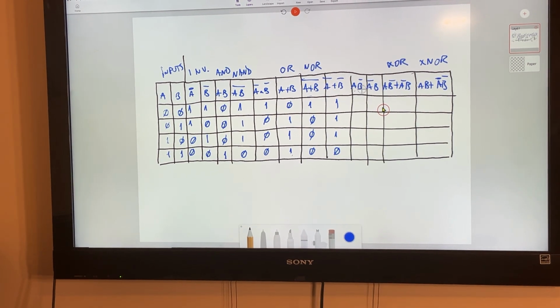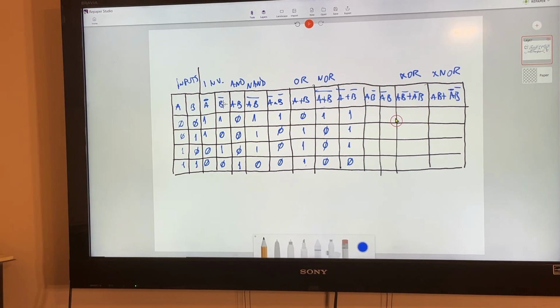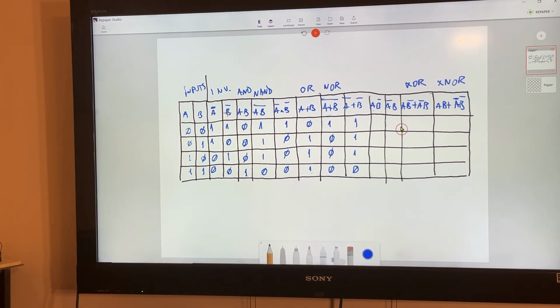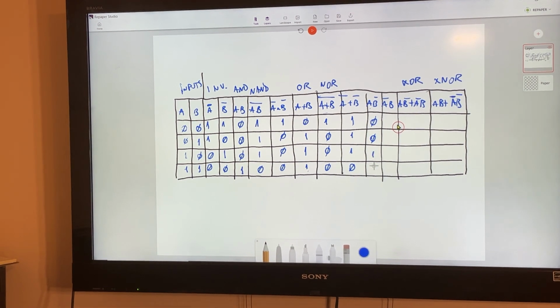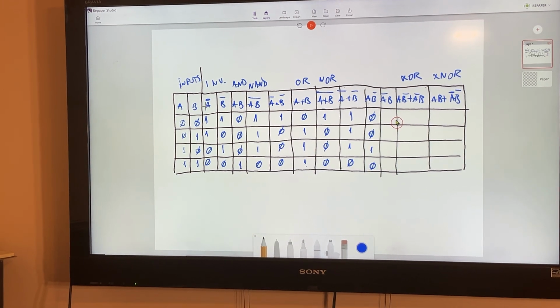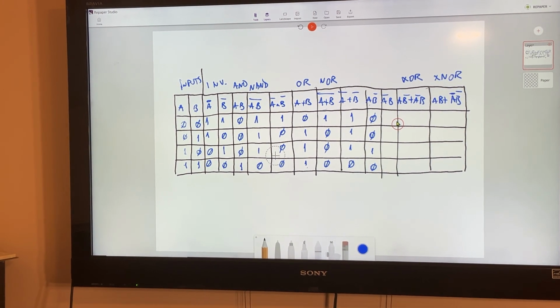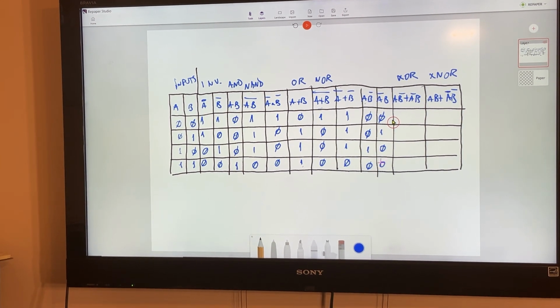A times B bar. You take the A from here, and you take the B bar from here, okay? And then when you do the multiplication, you're going to get this: 0, 0, 1, and 0. Similarly, when you do A bar times B, it doesn't matter the order, okay? You're going to get 0, 1, 0, and 0.